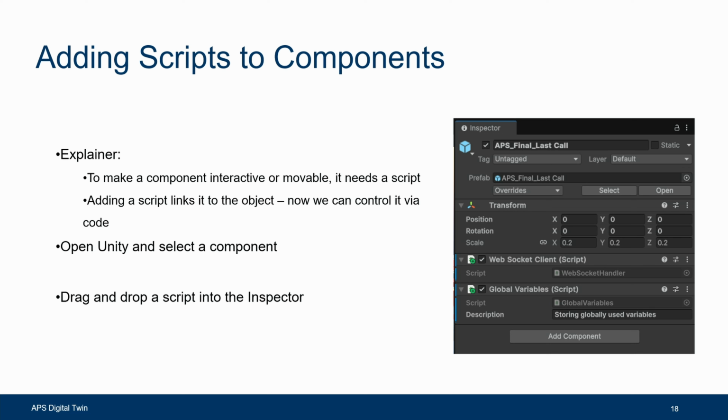So why do you need to add scripts to the objects? We need to add scripts to the objects to bring them alive so they can move or interact with us. So we open up the object, go to the inspector, and just drag and drop the script we wrote onto the object.